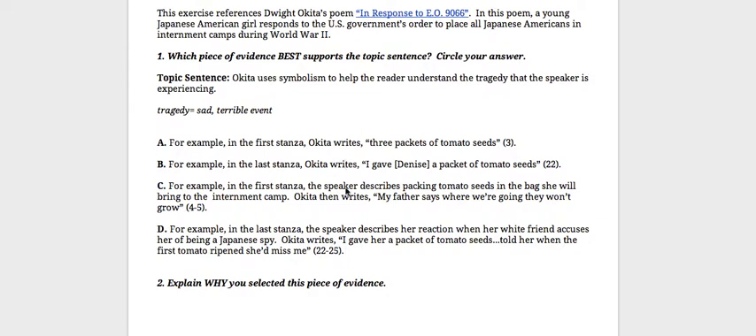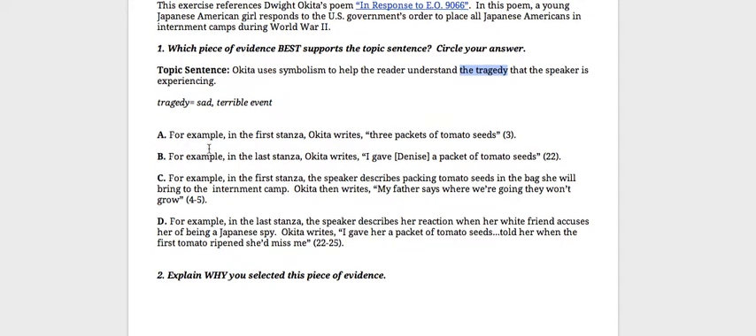I have 4 pieces of evidence to choose from to support my topic sentence. When I'm looking at this evidence, I want to make sure that I have evidence that has a symbol in it because I'm talking about symbolism. And I also want to make sure that this symbol shows us something about the effect, in this case, tragedy. This speaker is experiencing something sad and terrible. Let's look at example A.